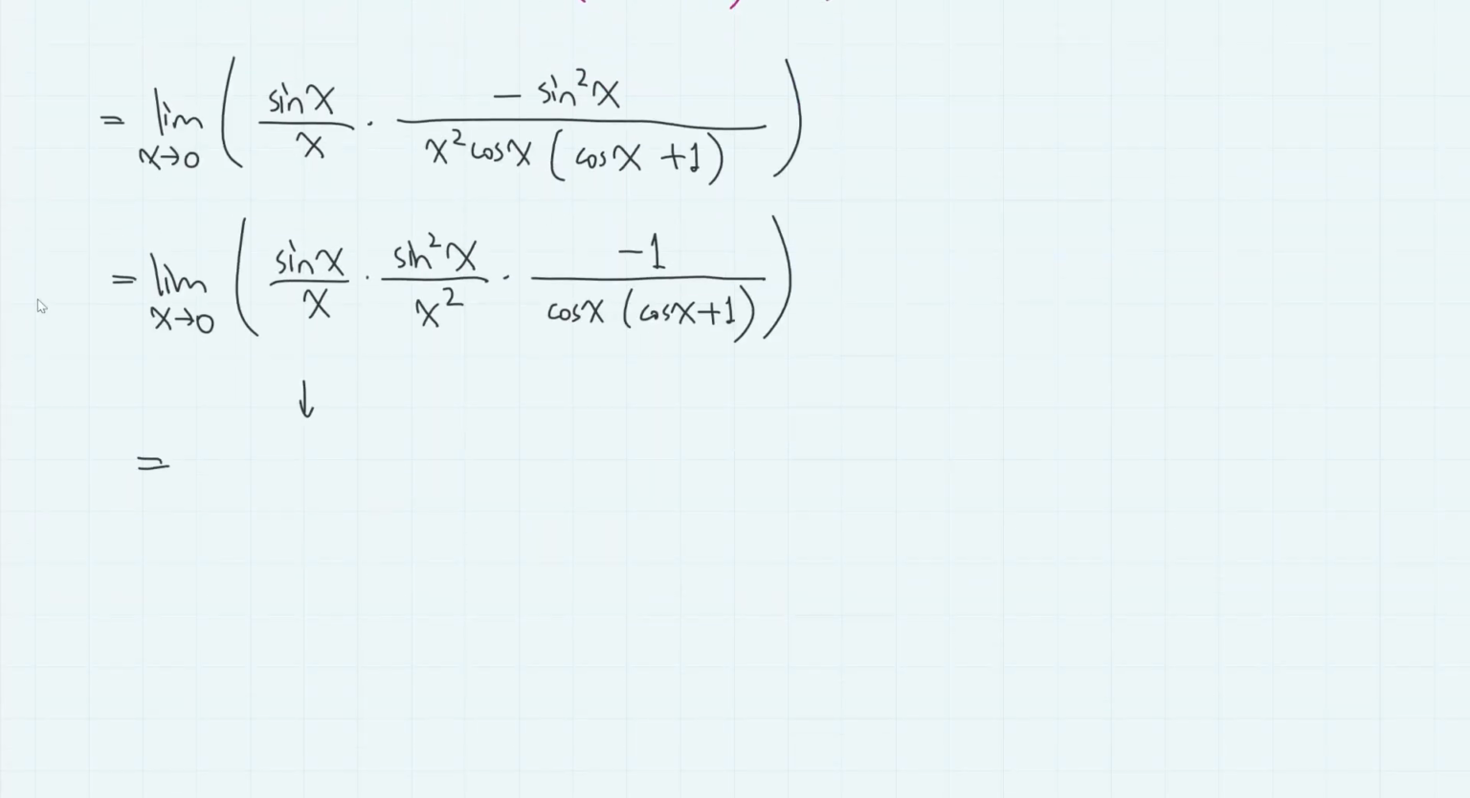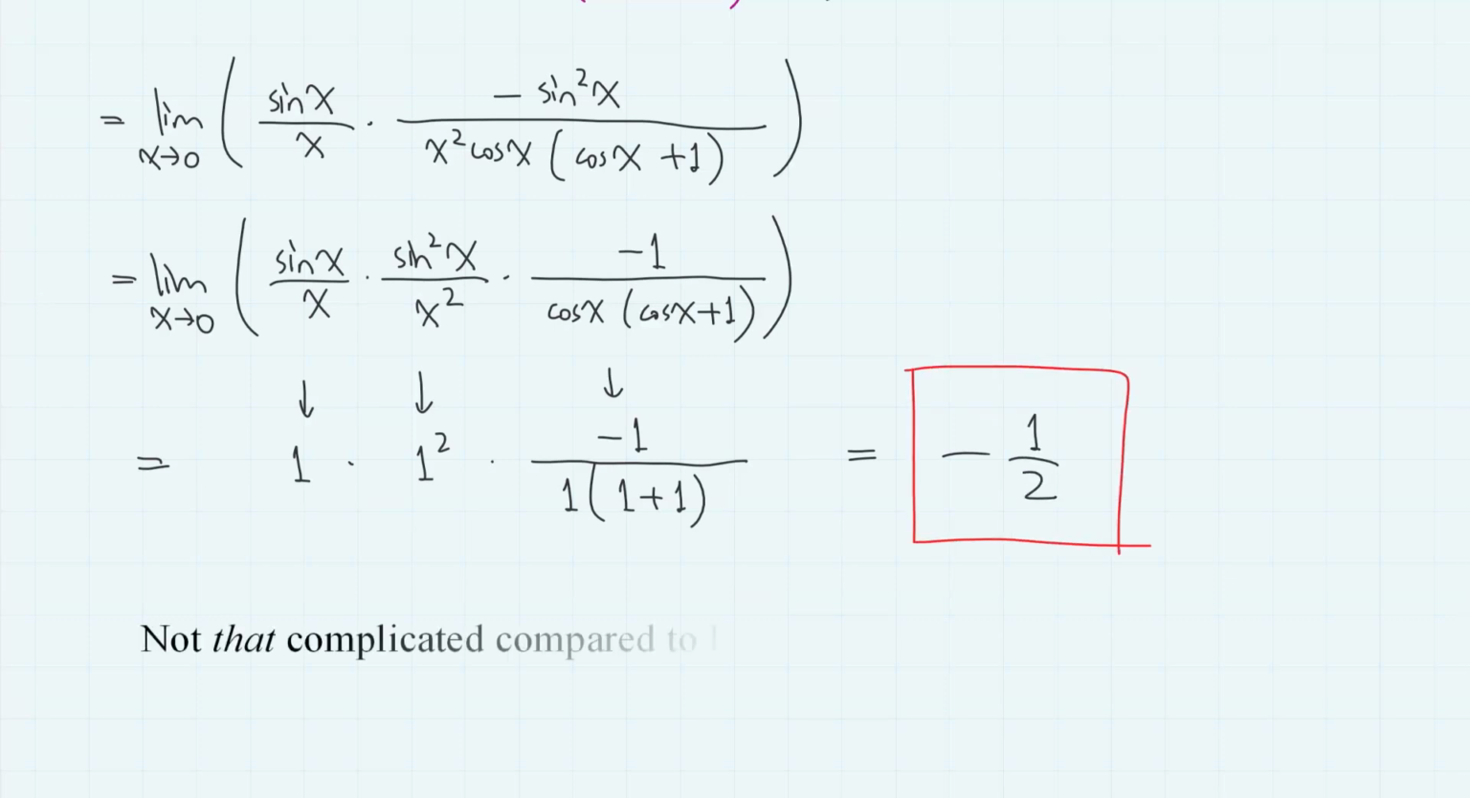So we have this part goes to 1 and this part goes to 1 as well. And as for this part, we have negative 1 divided by 1 times 1 plus 1. So we have negative 1/2. And considering that we had to use L'Hopital's rule 3 times in the first method, this non-L'Hopital method is actually not that complicated compared to the previous method.